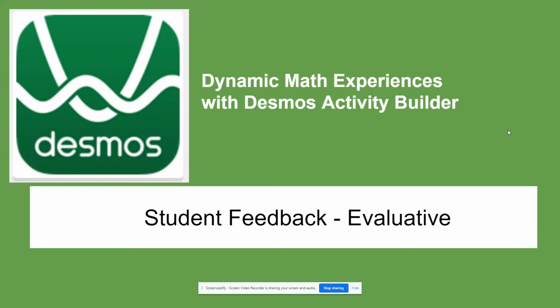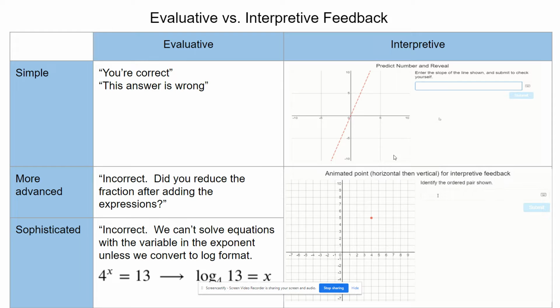Hey everybody, this is Andy Melbuff, and in this video we're going to take a look at how we can create student feedback in Desmos Activity Builder. Now this particular video is going to focus on what we would call evaluative feedback. How do we tell students if they're correct or incorrect with a certain type of input?